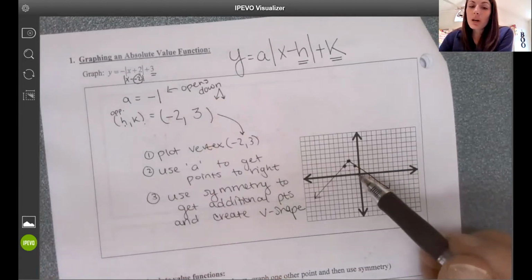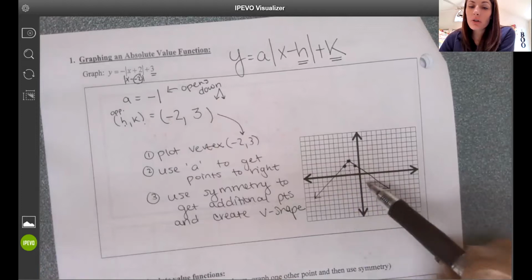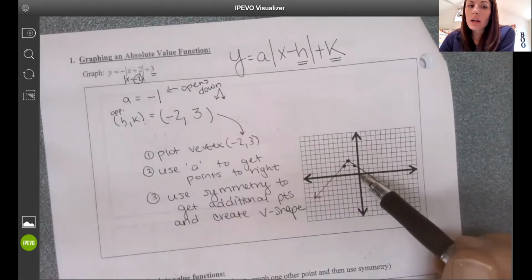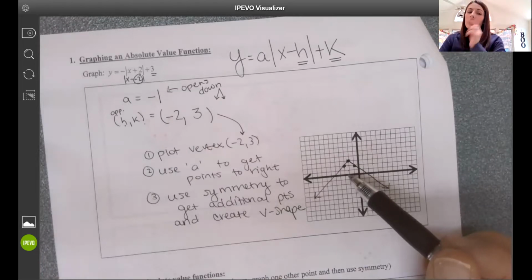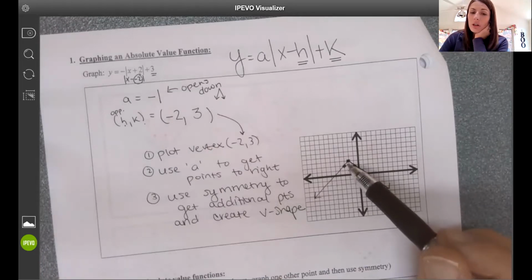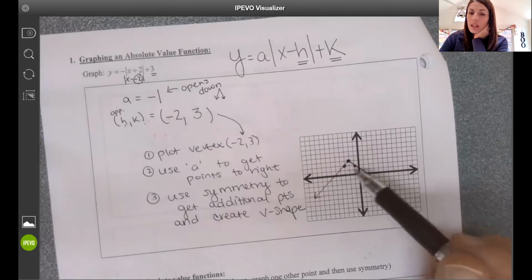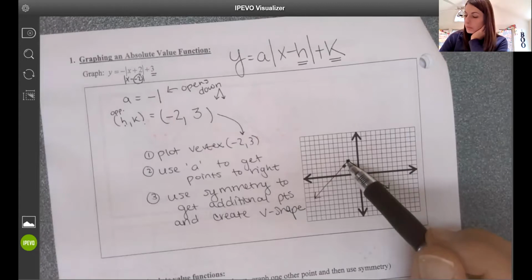Okay, and so you can see what happened here. The negative flipped it over. Then adding 2 made it go to the left 2. Adding 3 outside of my absolute value made it go up 3. In terms of what's happening transformation-wise, that's how I land here.